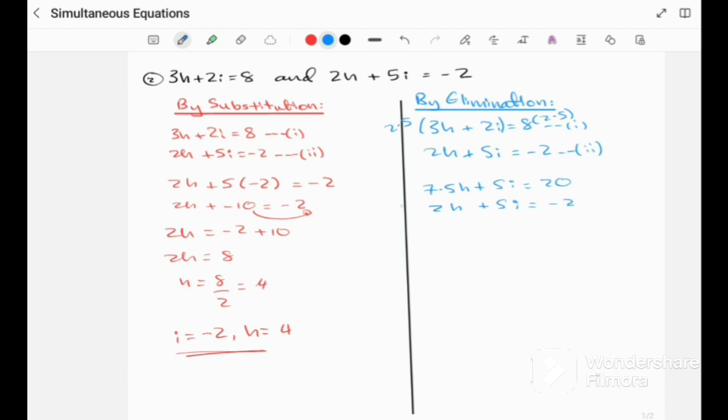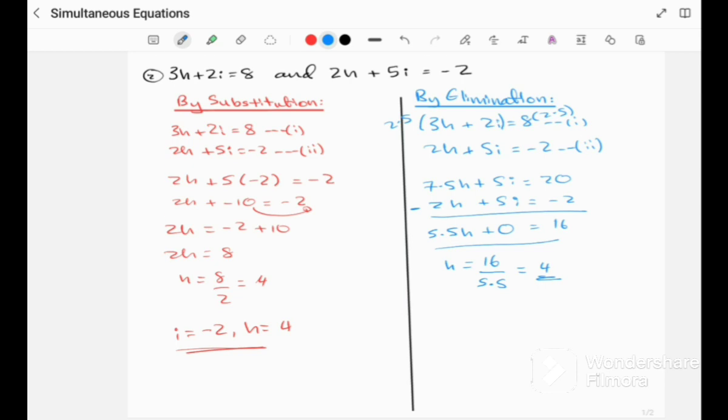Now we can go ahead and eliminate i. We can subtract the two equations. 7.5h minus 2h is going to give us 5.5h. 5i minus 5i is 0. And 20 minus 2 is 18. Then we're left with h is equal to 16 over 5.5, which is 4.